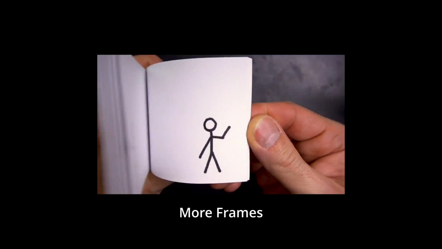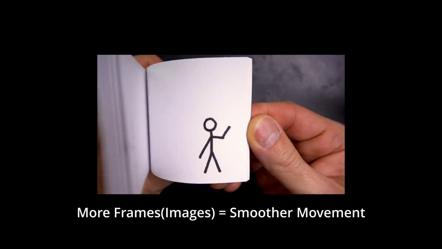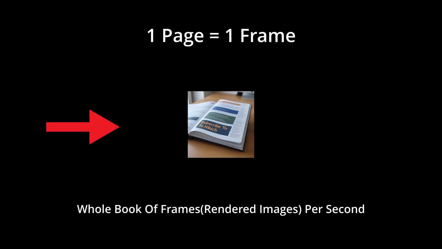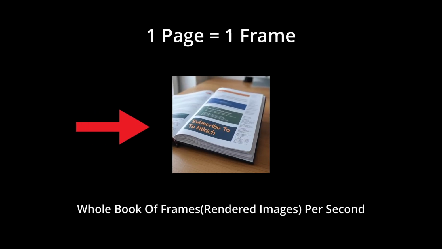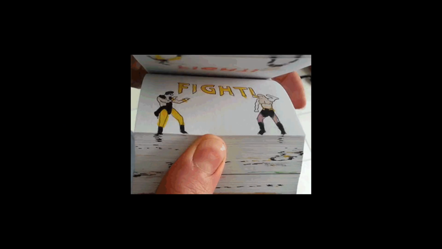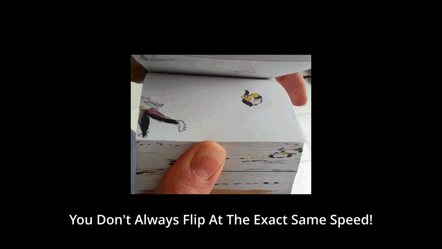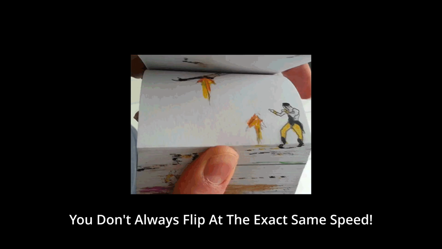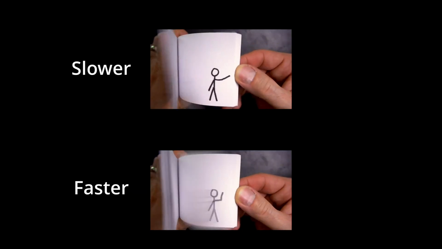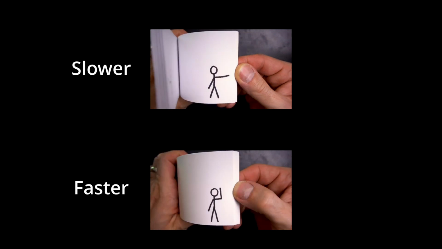The more frames or images you have, the smoother your movement looks. That's exactly why people want the best hardware, to be able to render more images, to have a thicker flipbook with many frames inside. Now, here's the thing. When you flip through the pages of your flipbook, you don't always flip at the exact same speed. Sometimes you go a tiny bit faster, sometimes a tiny bit slower.